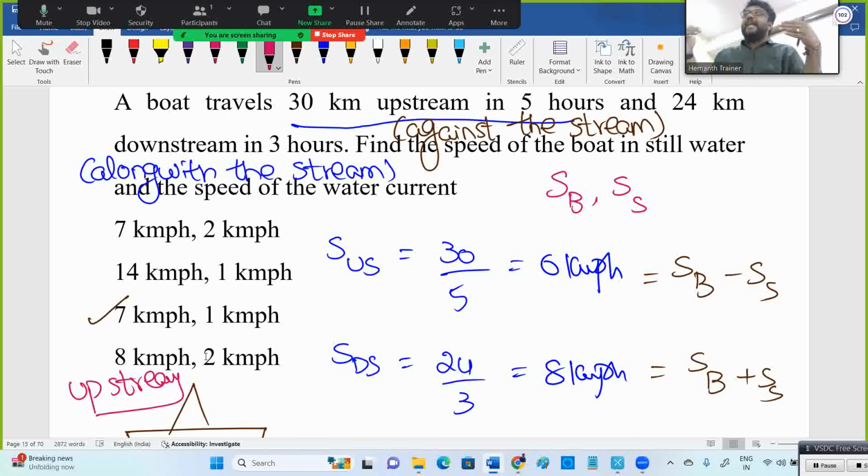In the opposite direction, time is less. Distance is fixed, so less time means speed must be more. That's why we are adding. So there is a reason for everything. It's not like, okay, for opposite direction take plus, for same direction take minus, with no reason behind it.